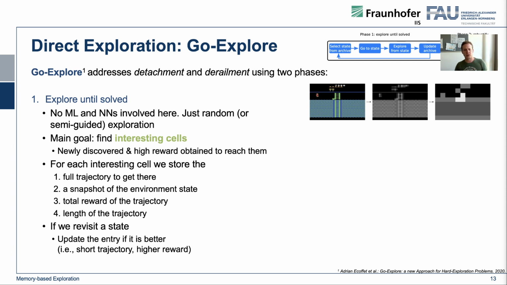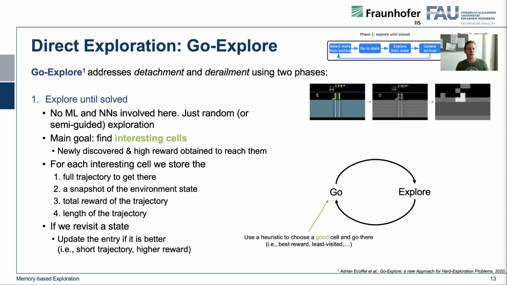And within explore until solved, they have two ideas, and it's called go and explore, because this is also why the algorithm is called like this. They work iteratively with each other. In the first step, go, we just use a heuristic to choose a good cell and try to go there. So we have a list or an archive of such interesting cells, and we then use a heuristic to select such a cell, like the best reward, or the least visited, or something else, and we just choose this cell.